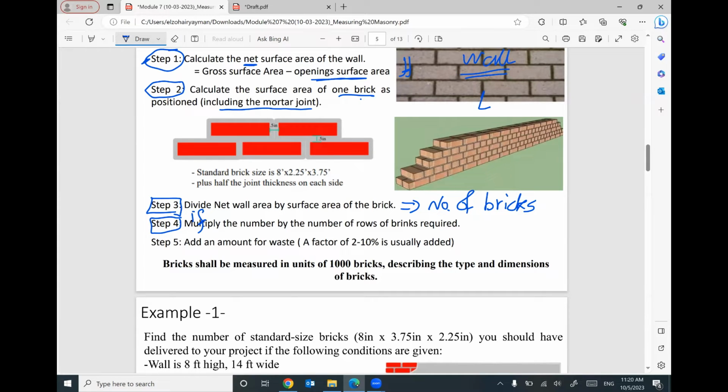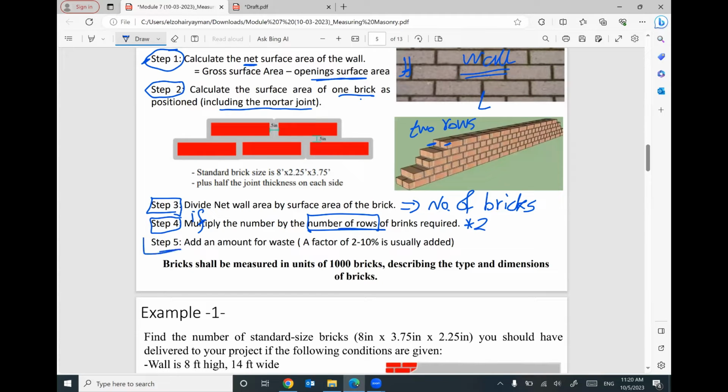Sometimes yes, sometimes no. Step number 4, if you are building your wall in 2 rows, we have here 2 rows of bricks. That means I have to multiply the number in step number 3 by 2. Sometimes, which is very rare, so I did not see this before, you can build up your wall at 3 rows or 4 rows or 5 rows, I don't care. So in step number 4, I need to multiply the number of bricks from step number 3 by the number of rows, whatever the number of rows, 2 rows, 3 rows, 4 rows, I don't care.